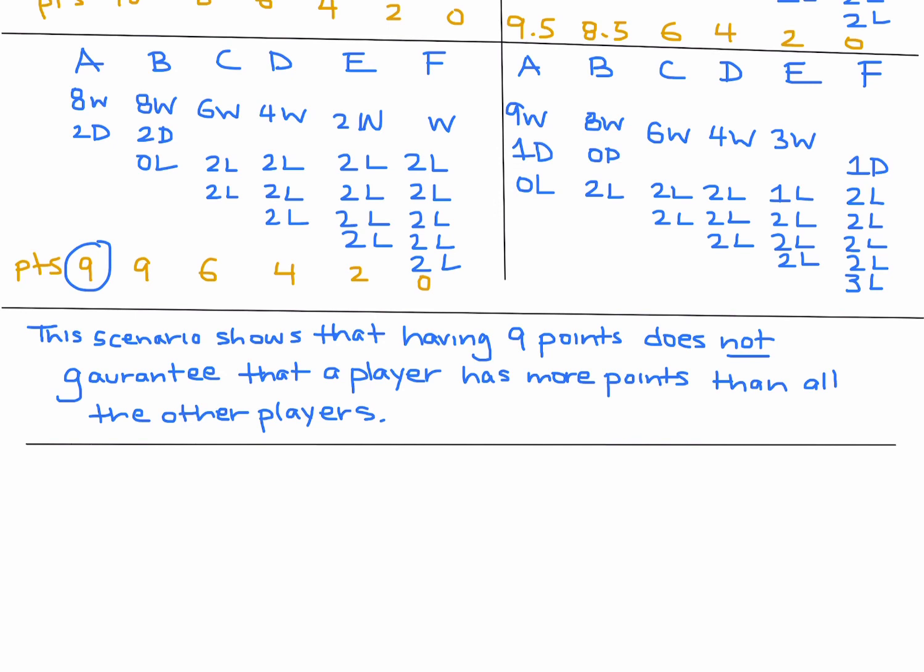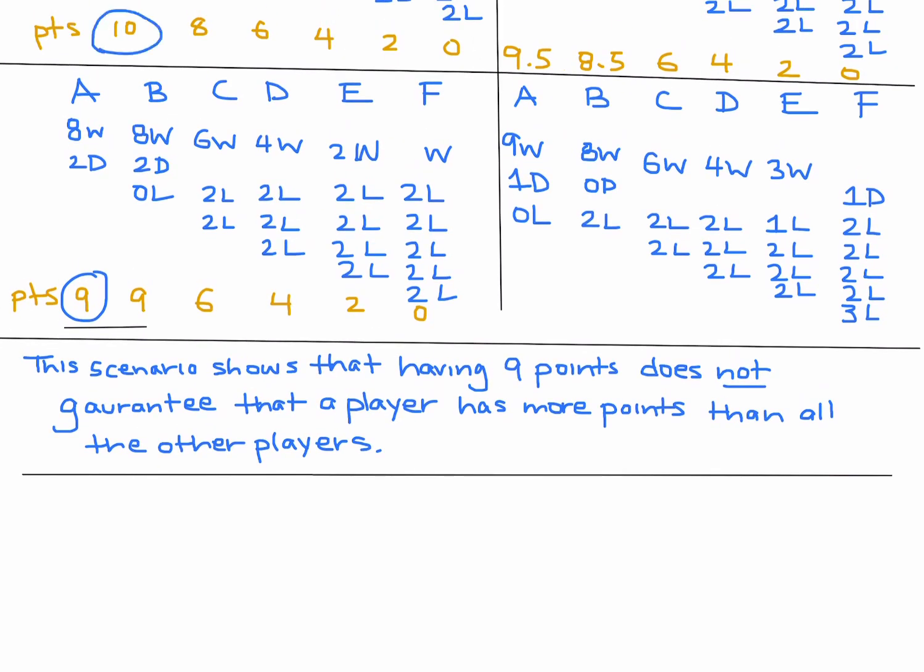This scenario is a perfectly valid scenario because all the players have played 10 games, and when I calculated the points, as you can see, 9 points is obtained by player A, but it's also obtained by player B. So we are now concluding this question. As I've shown above, if a player has 10 points, which was shown here, or has 9.5 points, it is guaranteed that that player will have more points than all the others. But if he has 9 points, like here, it is not guaranteed.